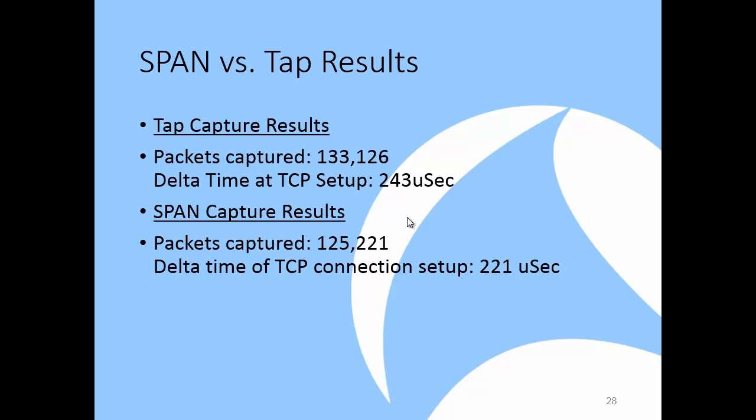133,126 packets. The delta time at the TCP setup, when we saw the handshake go back and forth between station A and station B, was 243 microseconds. Now, that might not seem like much, but we'll get back to that in a second. On the span, the analyzer that was actually attached to that switch, the number of packets captured was 125,000. So right there, we lost 8,000 packets.